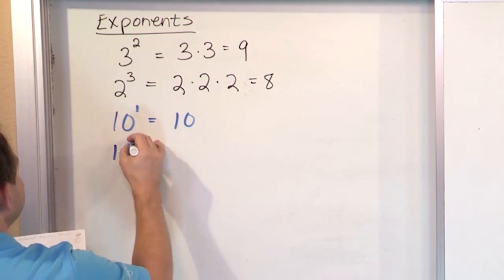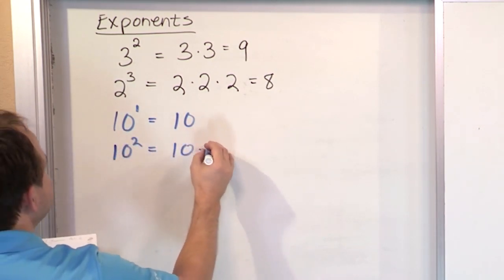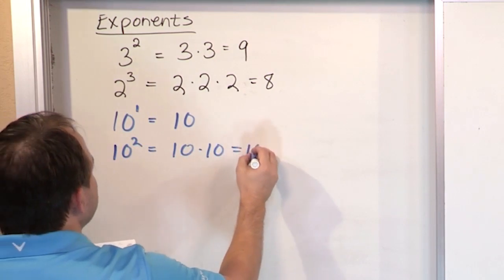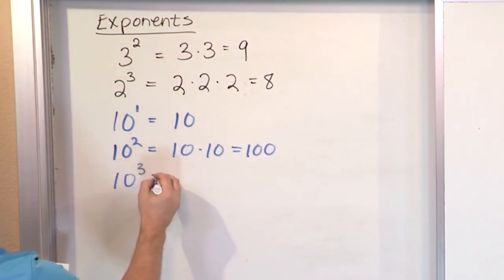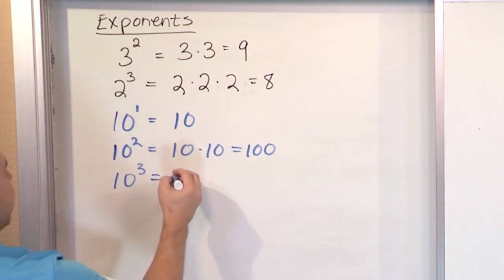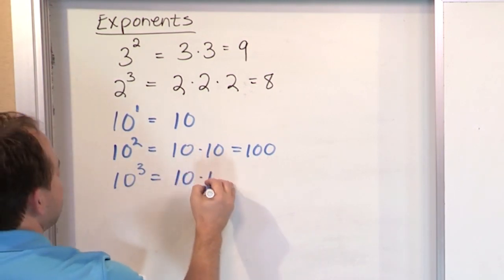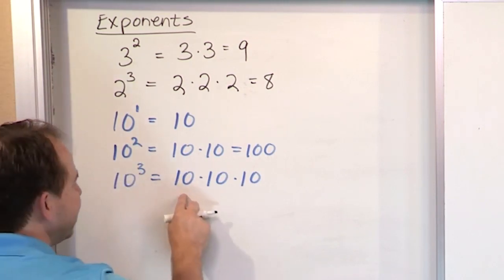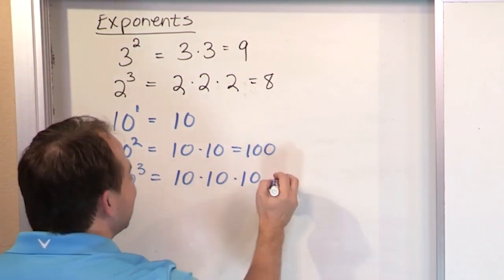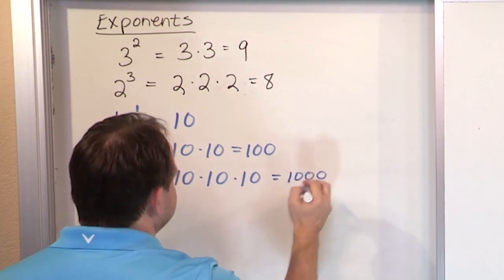10 to the power of 2. That's going to be 10 times itself. So 10 times 10, that's going to be 100. Right? 10 to the power of 3, you're going to see these types of exponents all the time. Take the bottom number 10 times itself again, 3 times, because of the exponent. 10 times 10 is 100, times 10 again makes it 1,000.